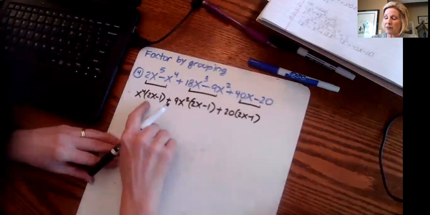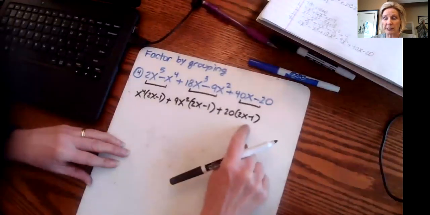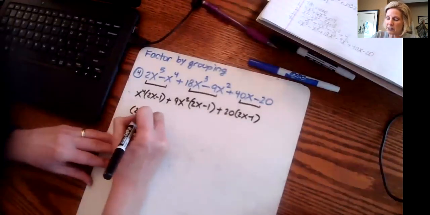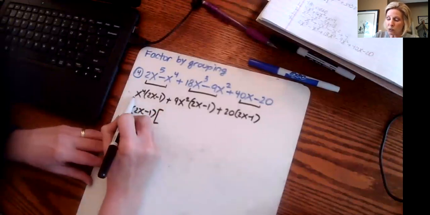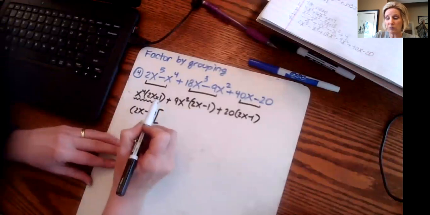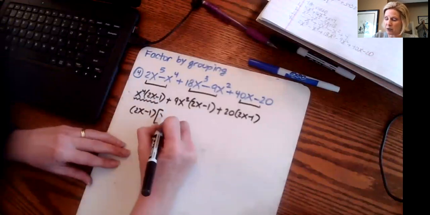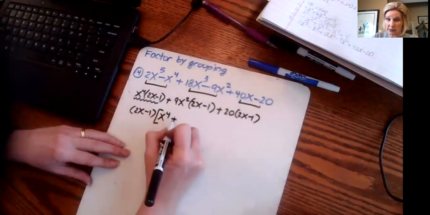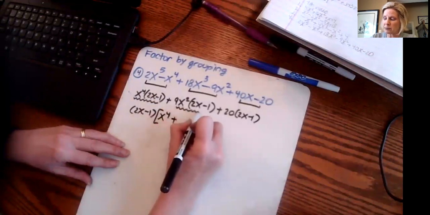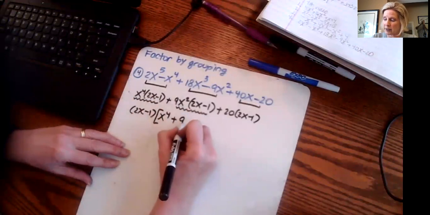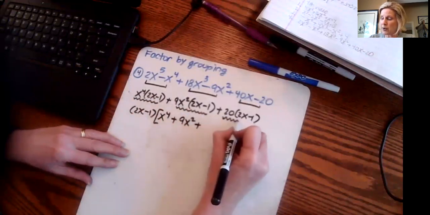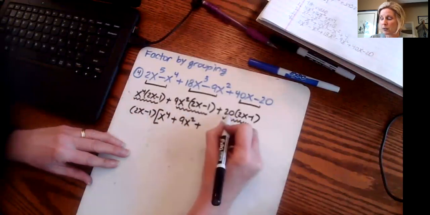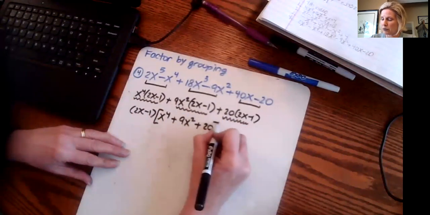So now I've got a binomial GCF. 2X minus 1 comes to the front. When I pull the 2X minus 1 out of the first term, the X to the 4th is left over. Plus, when I pull the 2X minus 1 out of the middle term, the 9X squared is left over. Plus, when I pull the 2X minus 1 out of the third term, the plus 20 is left over.